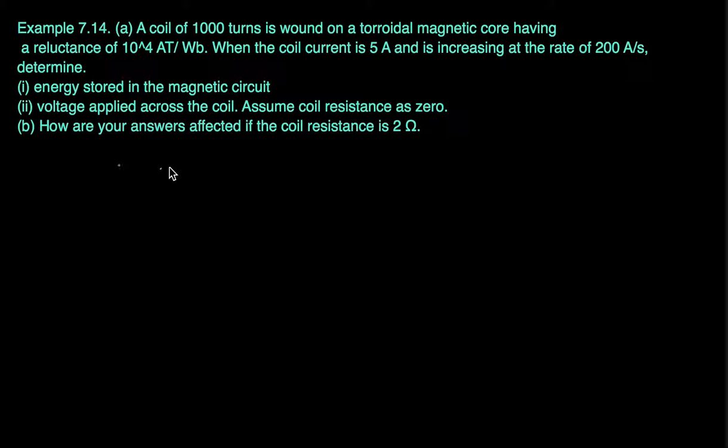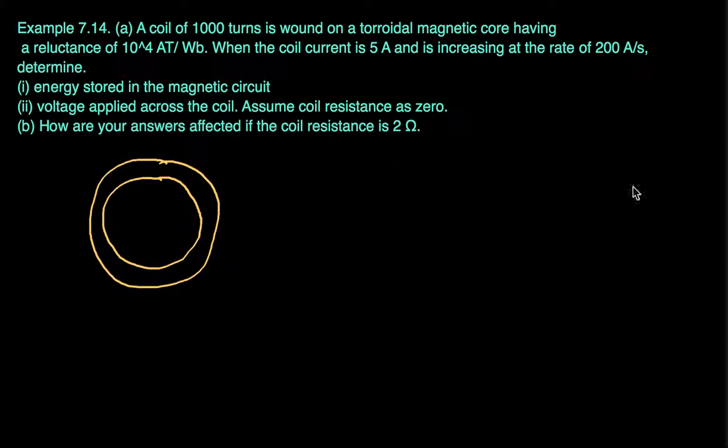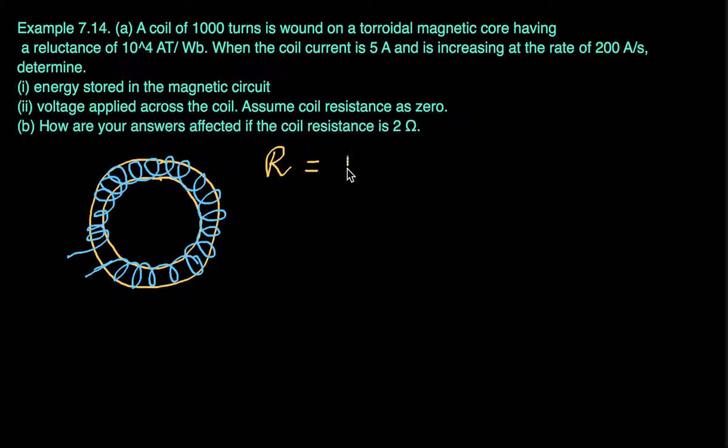Toroid means it's more like a circular core, something like this. And on top of this magnetic core, there is a coil which is wound. It's covering the entire length of this one. The reluctance of the magnetic path is 10 to the power of 4 ampere turns per Weber.